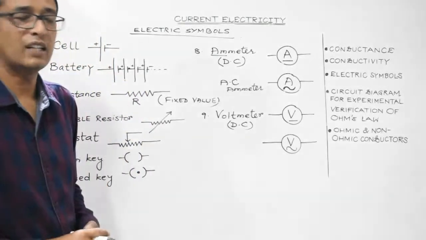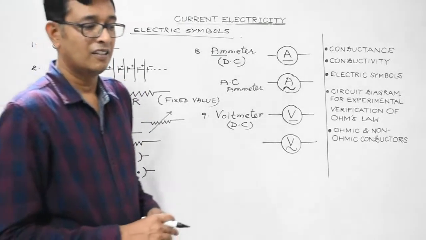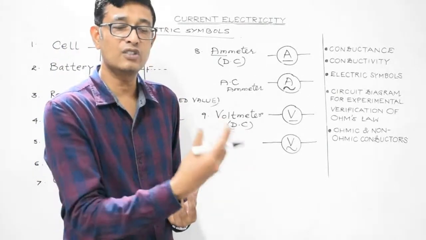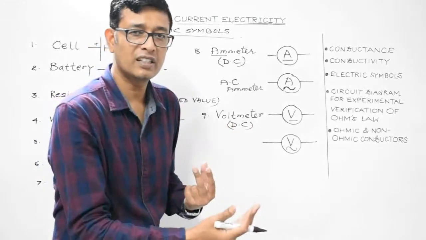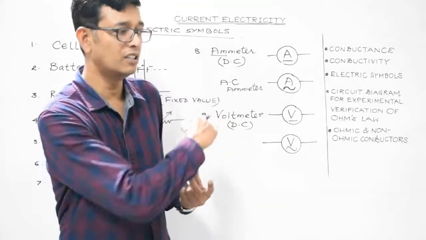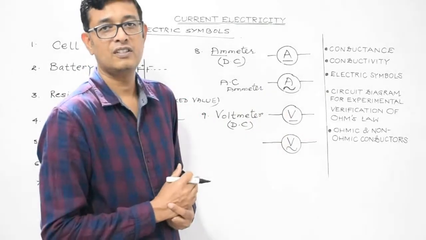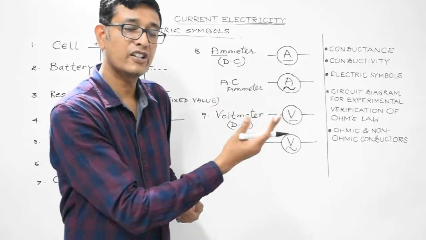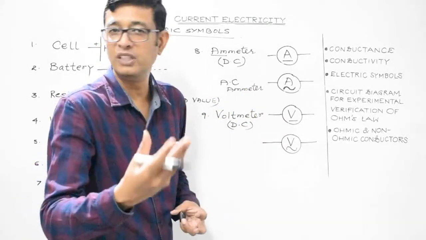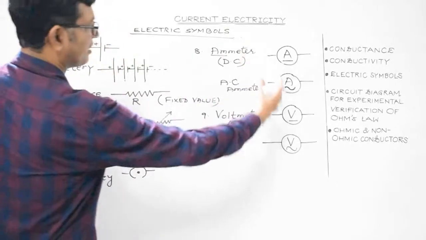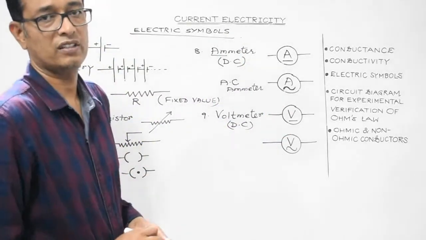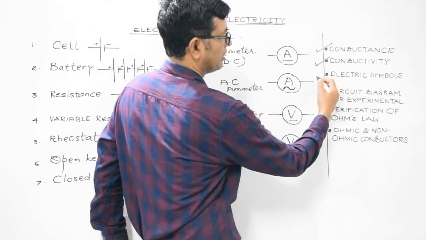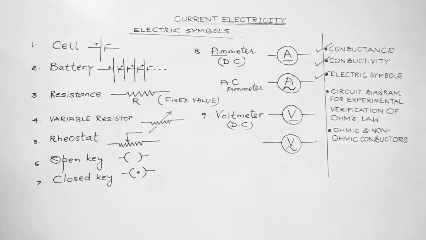There are some other instruments as well, like the galvanometer. It is an instrument which is used to detect the presence of current through a circuit. If the current flows through the circuit, it will certainly give some sort of deflection, either towards right or towards left, right? And on changing the direction of the current, the needle will give deflection in the opposite direction. That's the galvanometer. Anyways, these are the electric symbols which we will be frequently using. So we have completed the topic of conductance, conductivity and these electric symbols.